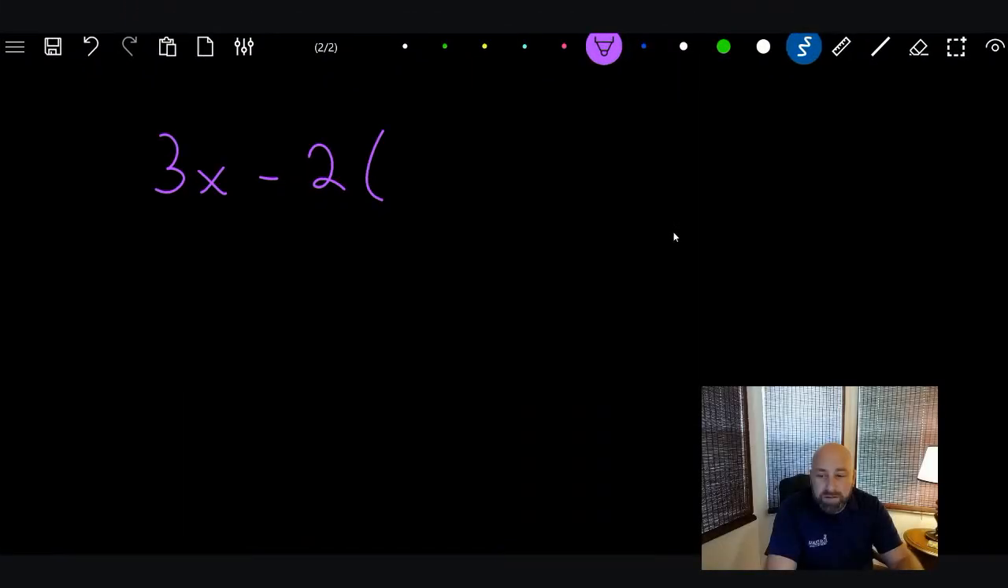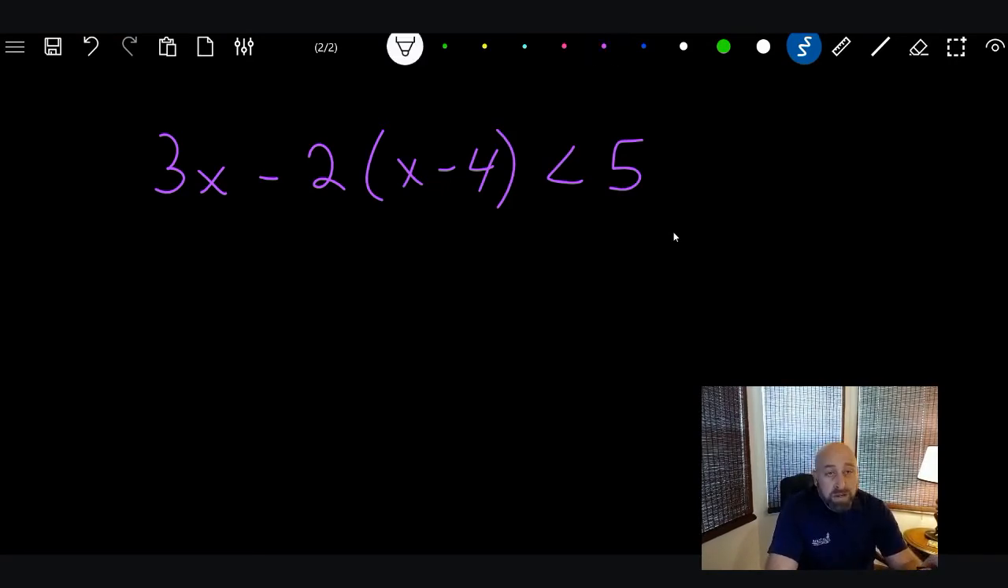Okay, let's look down at page 131, example 4.2b. We had 3x minus 2 times the quantity x minus 4 is less than 5. Is less than 5, okay? So let's go ahead and solve it. Whenever we're doing algebra, we always do what we can do before we start moving things around. So let's do this right here. That's a distributing problem right there.